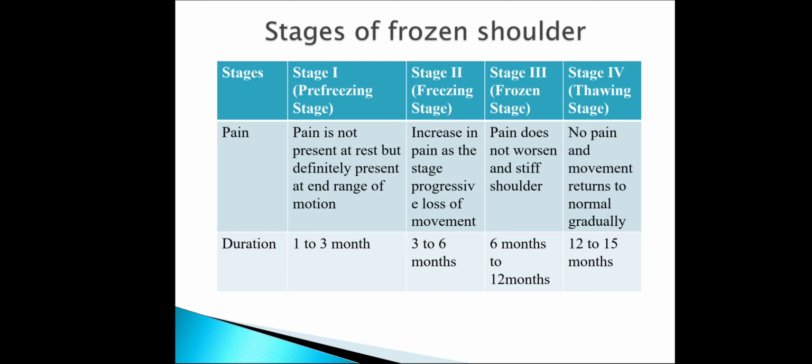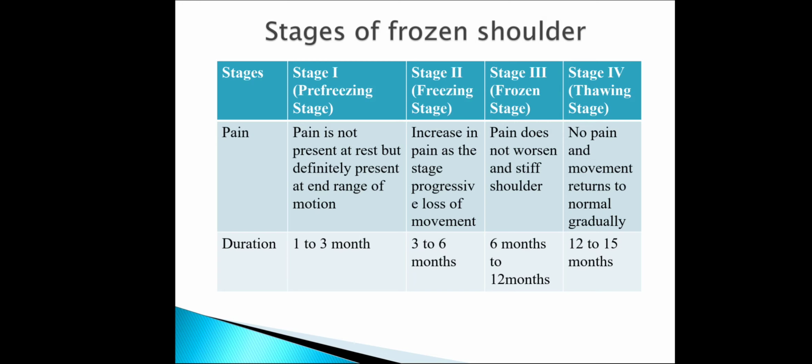Frozen shoulder is divided into 4 stages, that is pre-freezing, freezing, frozen, thawing. In the pre-freezing stage, pain is not at rest but at the end range of motion. The duration lasts for 1 to 3 months. Second stage, that is the freezing stage, has increasing pain as the stage progresses. Gradually there is restriction in the range of motion. The stage duration is 3 to 6 months.